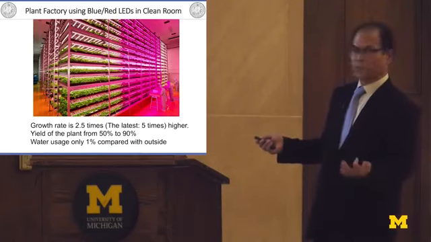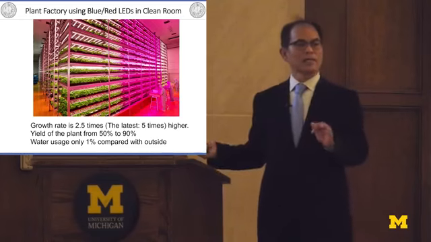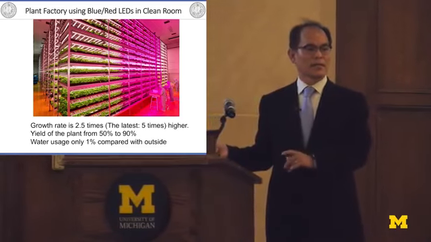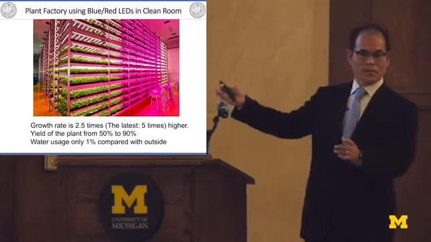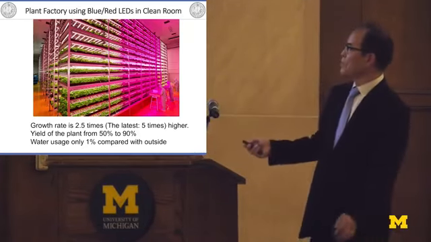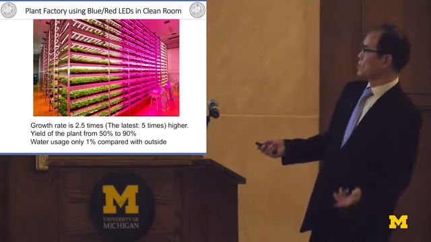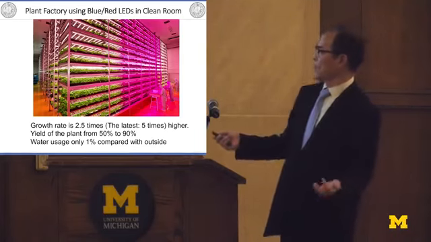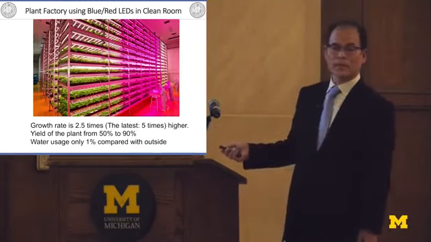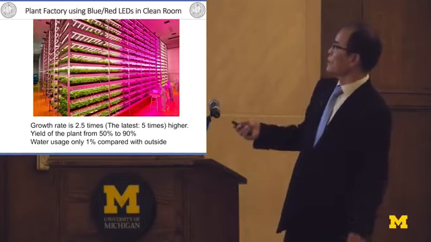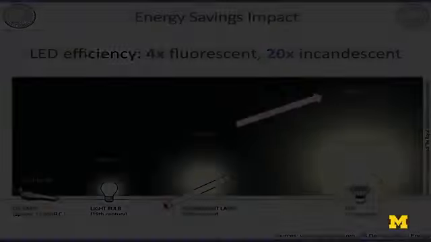But the latest result is 5 times. 5 times, they say, is okay for commercialization. Cost is reasonable. It surpasses conventional outside plant growth. So I think this is a future technology for plants because the yield is very high, from outside 50 to 90. The water is recycled, water usage is only 1%. And no bugs, so we don't need any chemicals for plant growth.